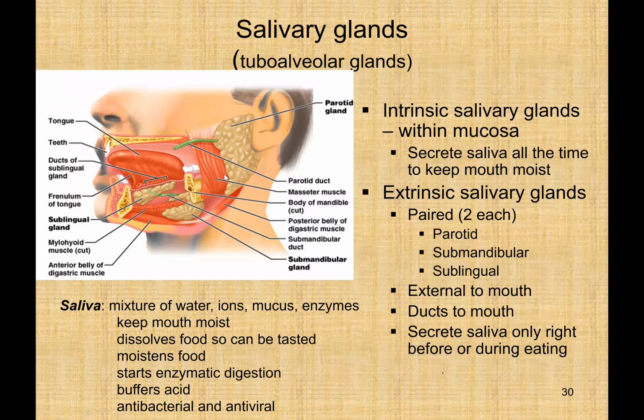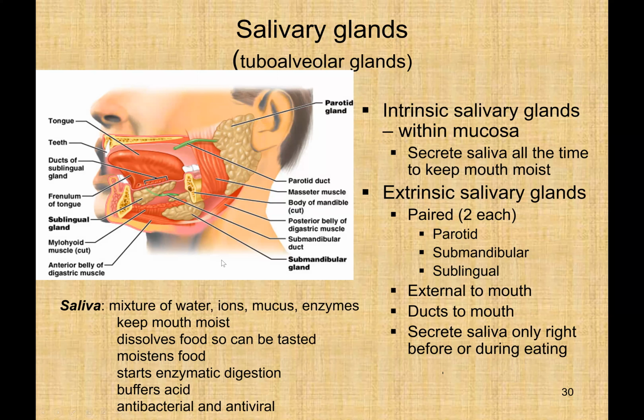Now, we are done with the mouth and the GIT, and we are looking at the accessory GIT system. The next thing is the salivary glands. We have the intrinsic salivary glands and the extrinsic salivary glands. The intrinsic salivary glands are within the mucosa. They secrete saliva all the time to keep the mouth moist. The extrinsic salivary glands, we have 2 pairs each: the parotid, submandibular, and sublingual, and they are the main salivary glands.